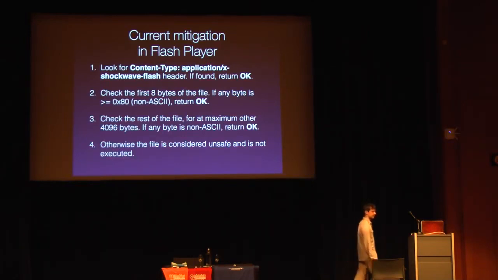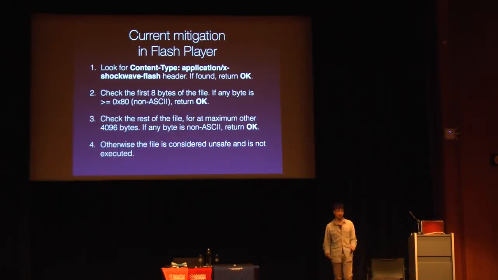Then they're checking the first 8 bytes, and if any byte is greater or equal than 0x80, which is non-ASCII, then okay, otherwise it's unsafe, it's not executed. This is much better because they are not basically blacklisting, they are kind of whitelisting in a way, right? And this is much more robust.